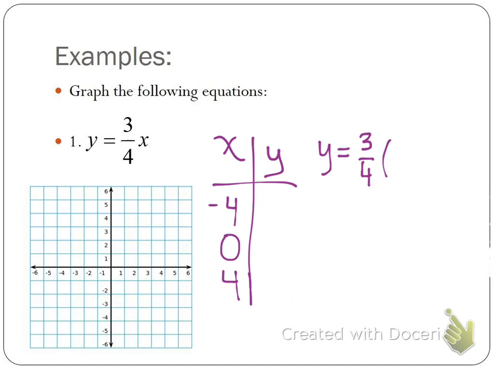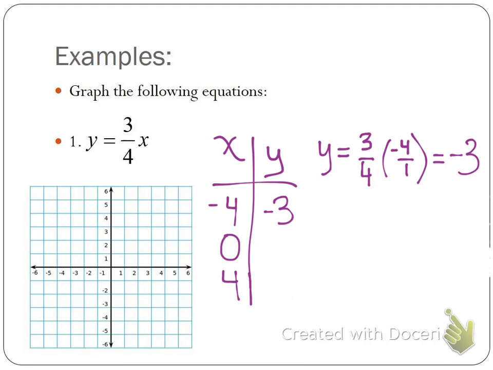If you want, you can write it as a fraction instead of just an integer. You can write it as a fraction if that makes it easier for you. Either way, use a calculator, whatever you want to do. When you multiply those together, you should get a -3. So that means that when X is -4, Y is -3. So I will put that in my table.